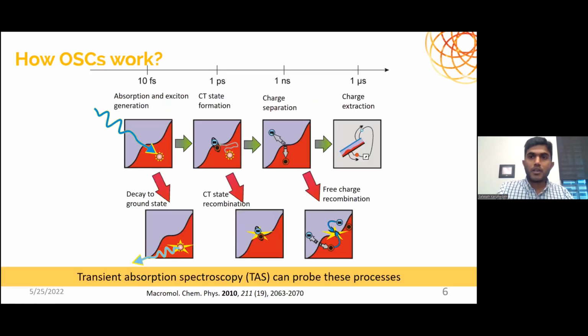Nice. To put this in a dynamic picture, these processes are happening over a wide range of time scales, from a few tens of femtoseconds to several microseconds, from exciton generation and CT state formation to charge separation and charge extraction. Along with these processes, there are some unwanted processes also happening, like CT state recombination, free charge recombination, and sometimes triplet formation. So it's a wide range of time domains, and we need to probe these processes.